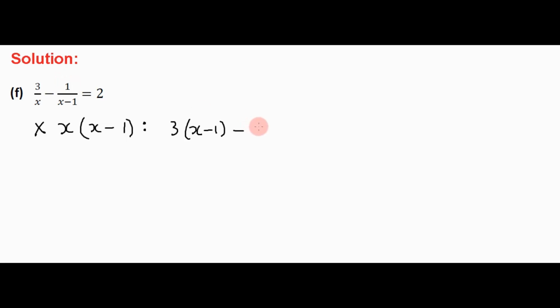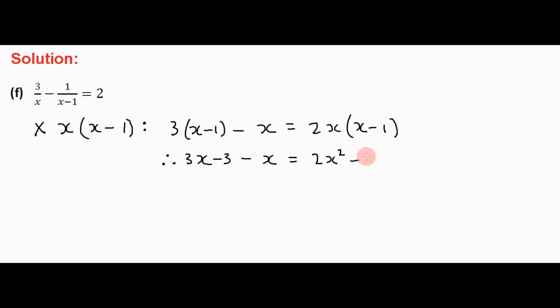So 1 times x, of course, is x. And then we multiply 2 on the right-hand side also by the LCD. So we get 2 times x into x minus 1. We can multiply into the brackets on both sides. So it's going to be 3x minus 3. And on the right-hand side here, it's going to be 2x squared minus 2x. We can first add like terms on the left-hand side. So 3x minus x is 2x.